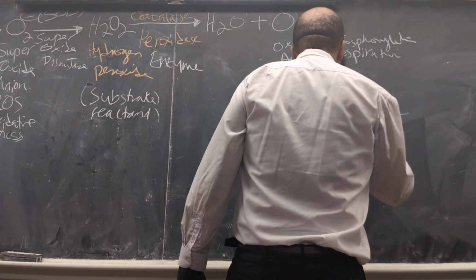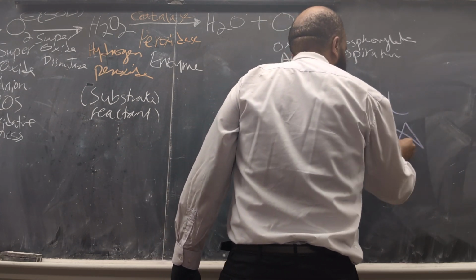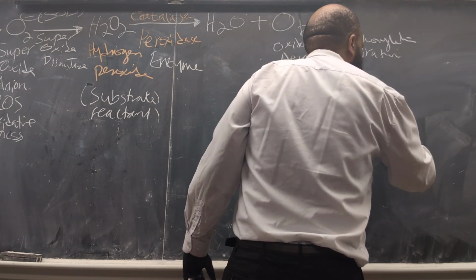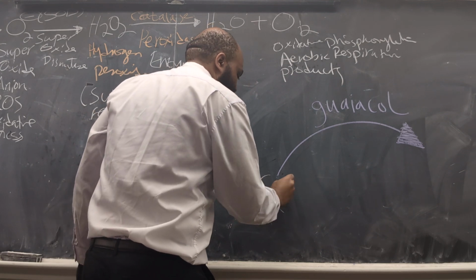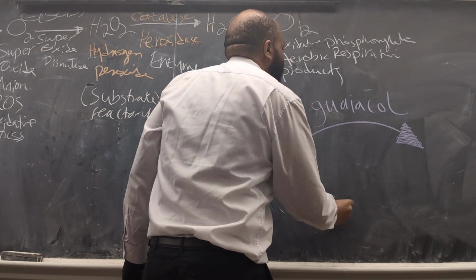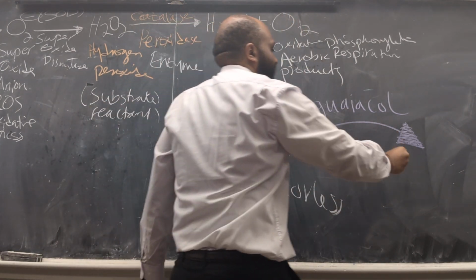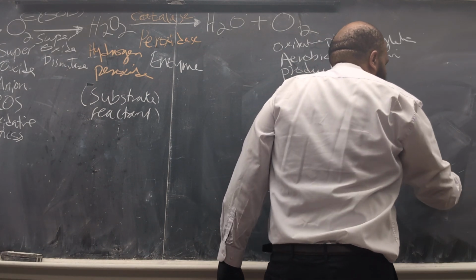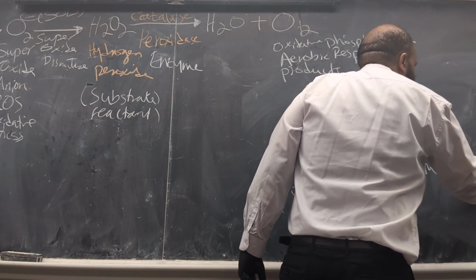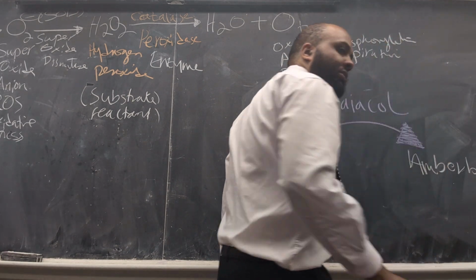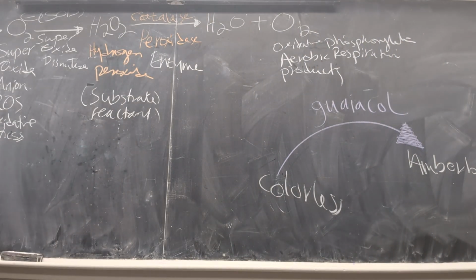Guaiacol. Guaiacol is colorless. What color is guaiacol? It's colorless, normally. But when it finds oxygen, it's going to become amber brown. Amber brown. Okay? So if I have a test tube, let's do this really quickly.